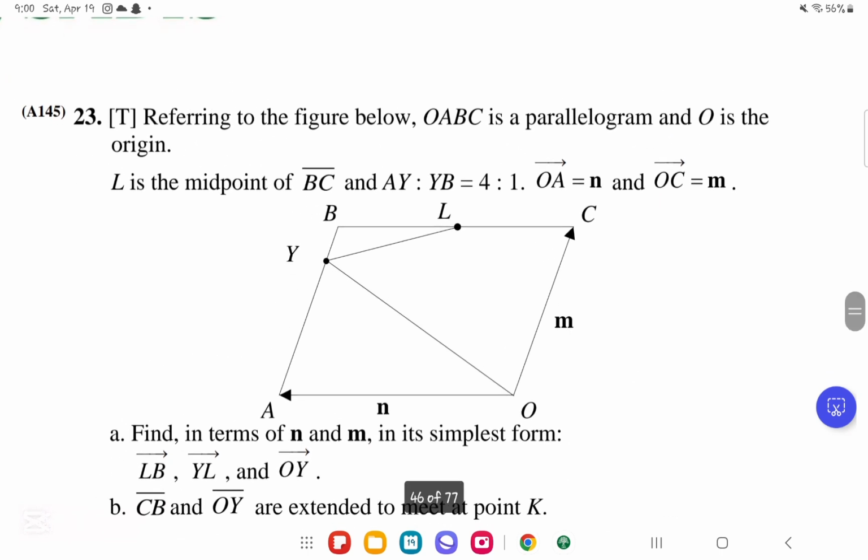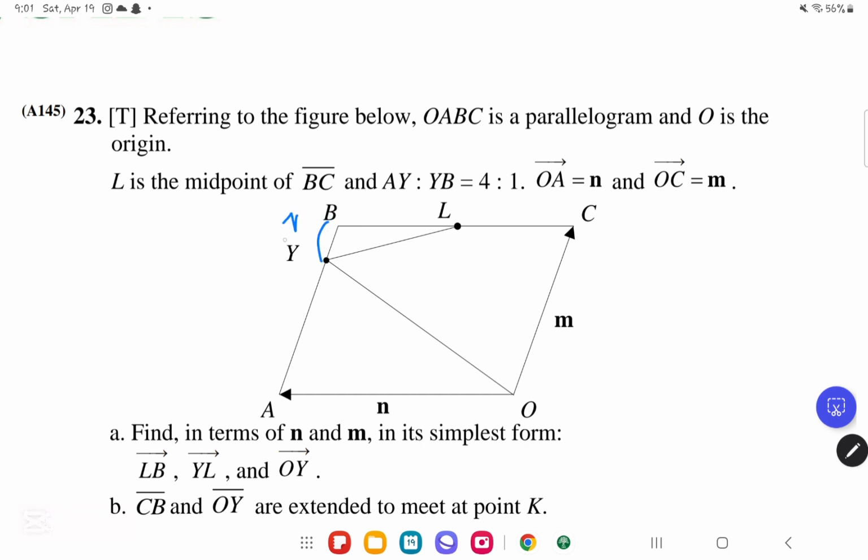They gave us that YB is going to be 1 and AY is going to be 4. So in total, they are going to be 5 based on this information over here, okay? They want us to find the value of LB, YL, and OY. First of all, LB. LB is starting from L and it's ending at B. What is the value of LB? It is going to be equal to what? LB. Oh wait, I didn't do LB, I did LY, my bad. LB, it's going to be like this.